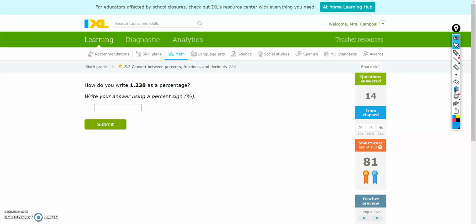This is a big one. Okay, we have 1 and then 238. What place is that? That's tens, hundredths, thousandths. 1 and 238 thousandths. So we are going to move the decimal 2 times, 1, 2. So we are going to have 123 and 8/10%.